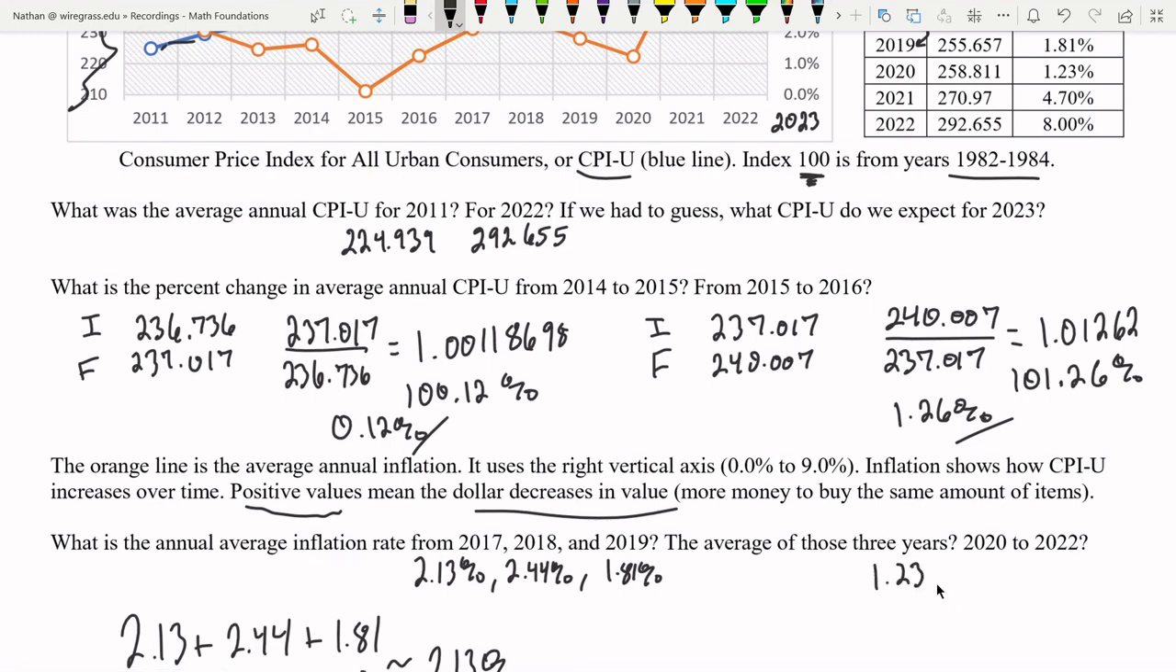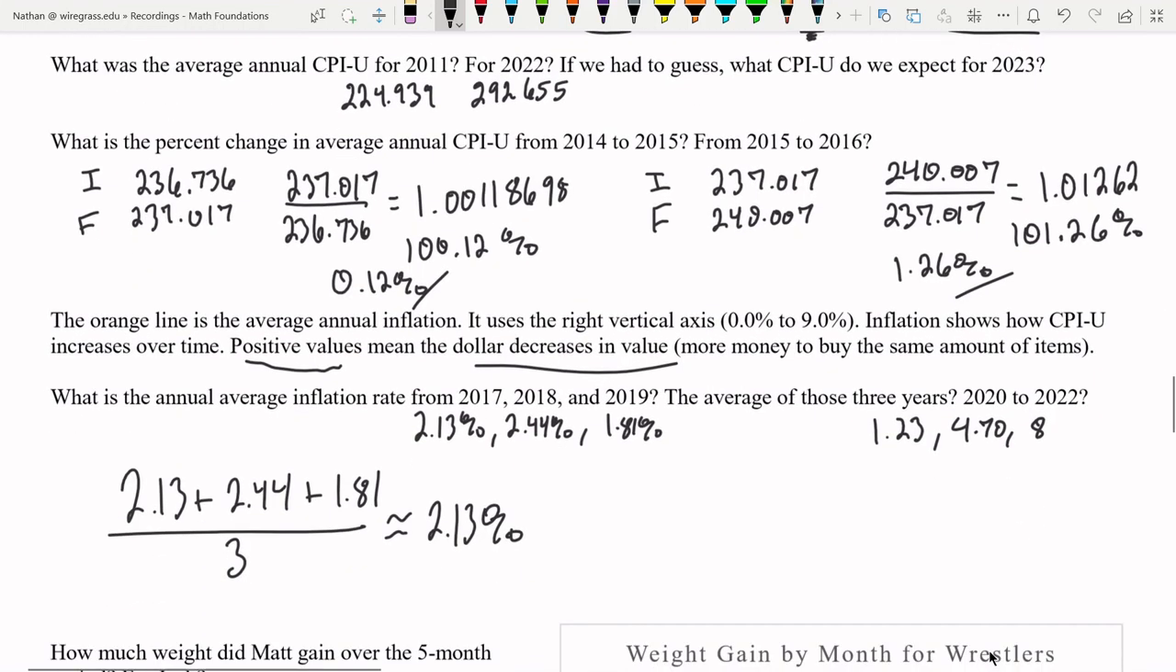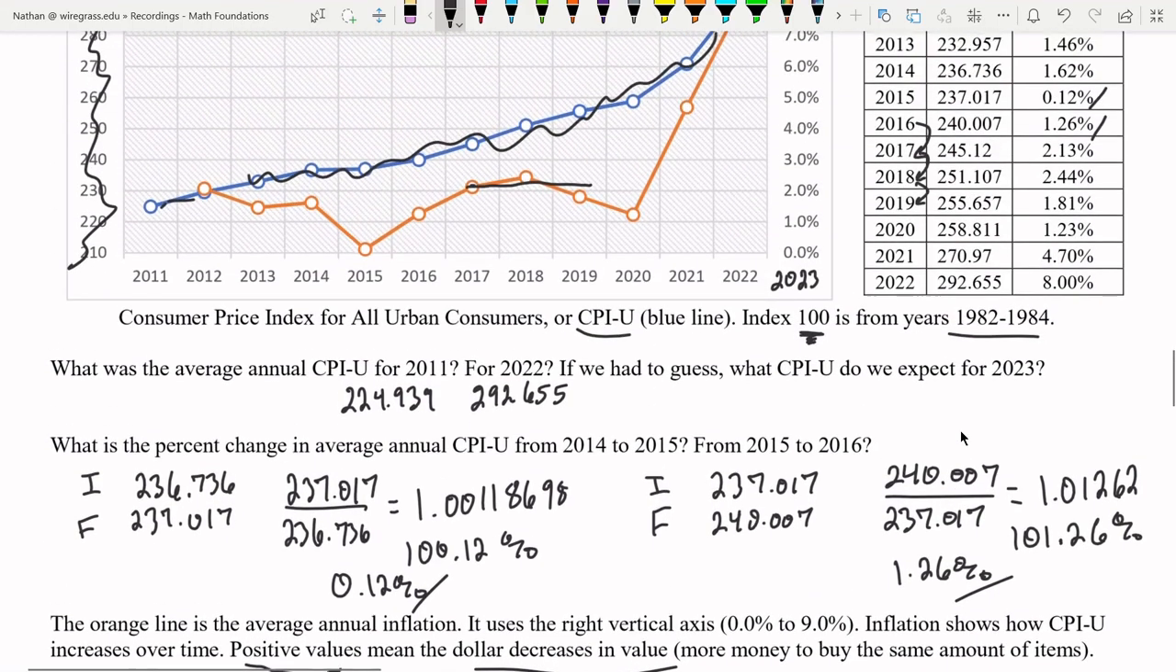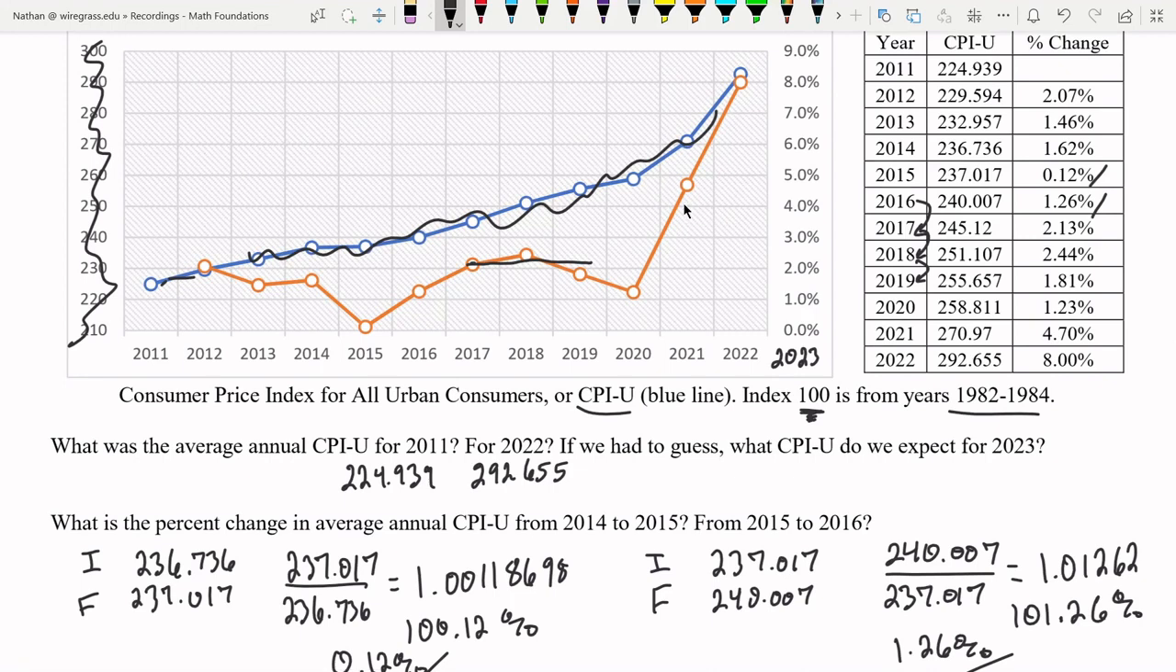1.23, 4.7, and 8. The average there is approximately 4.64%. So once again, that's just about this middle number here. So it's going to be something like this.